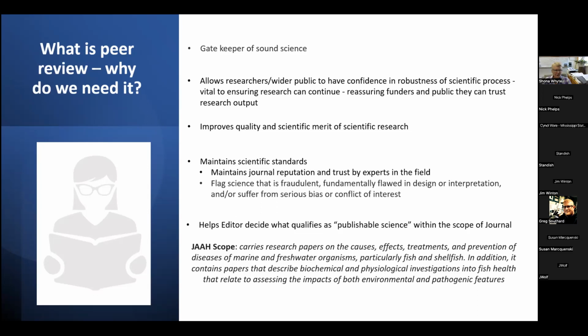And so I've just put here the scope for the Journal of Aquatic Animal Health as it's stated on the website. And it's interesting, we all read scientific publications from a variety of journals, but probably very rarely go and look at what the scope is of those journals. And it's interesting to actually take some time and go and read what the scope actually is for these journals.